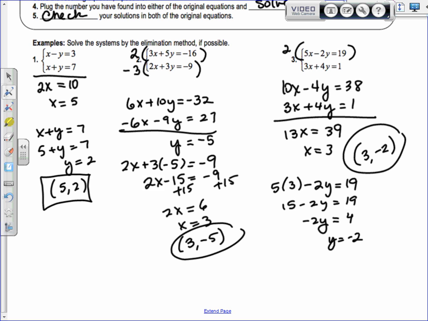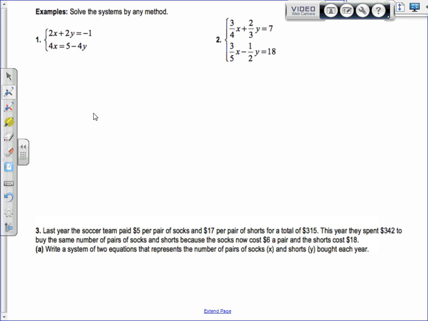It gets confusing. All right, so solve the systems by any method. So try number 1 and try number 2. Number 2 has fractions, so I'd probably go about clearing the fractions first. That might help. So let's try them.